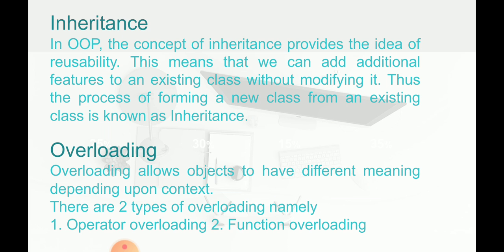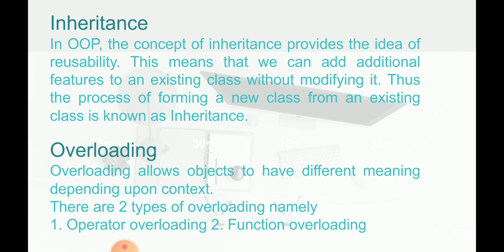And here the existing class, that is the parent, is known as base class or super class. And the derived class, that is the child class, is known as derived class or subclass. The derived class shares some of the properties of the base class. Therefore, code from the base class can be reused by the derived class.